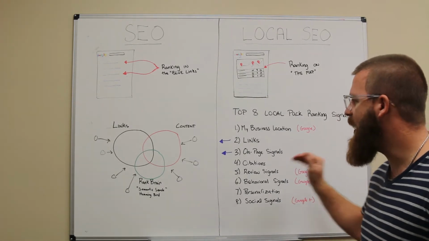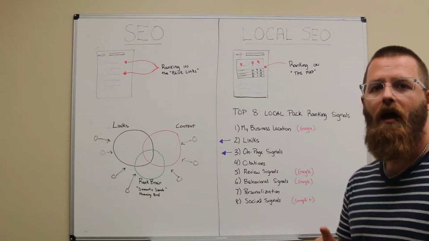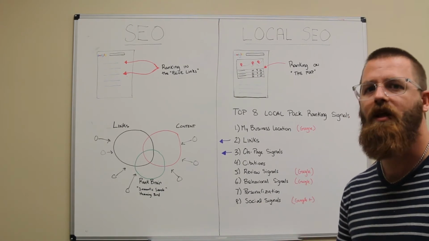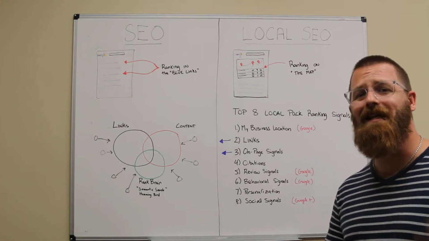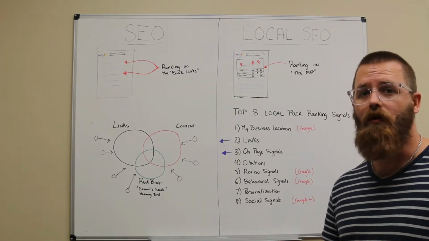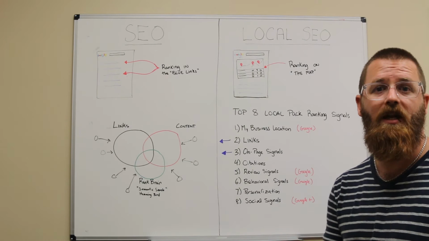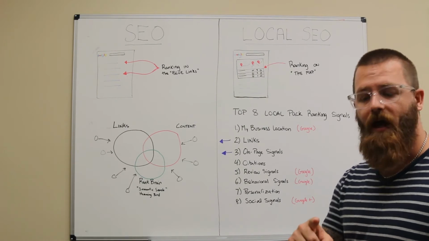So making sure that you have your name, your address, and your phone number somewhere that's visible and easy to interact with. Very important for local search. The fourth is going to be citations. Now, these are other local listing sites. Your citation, again, is your name, address, phone number, as well as your URL.